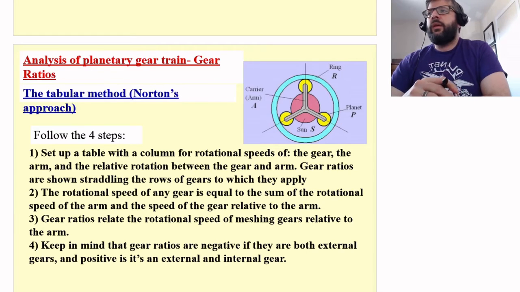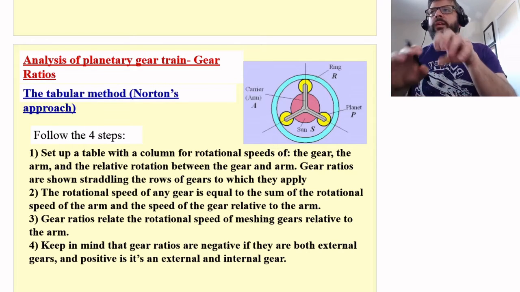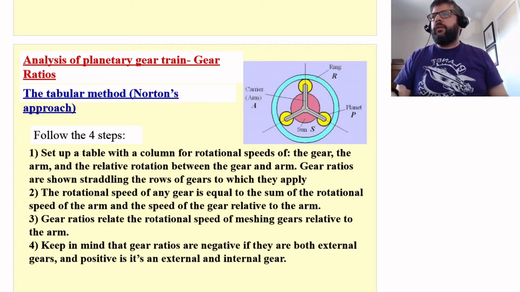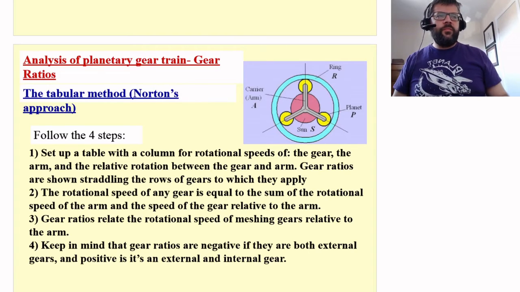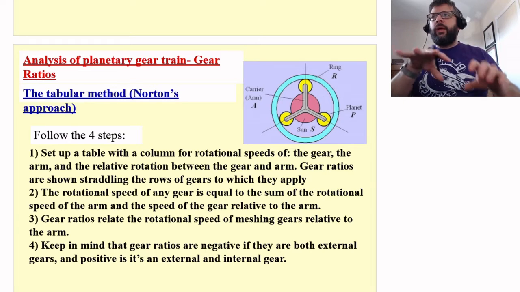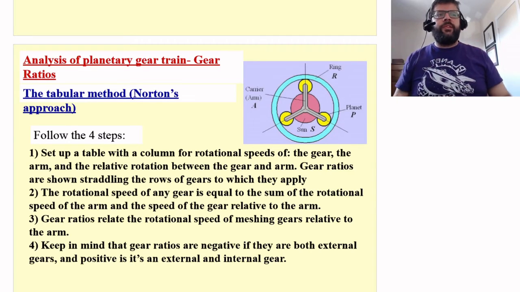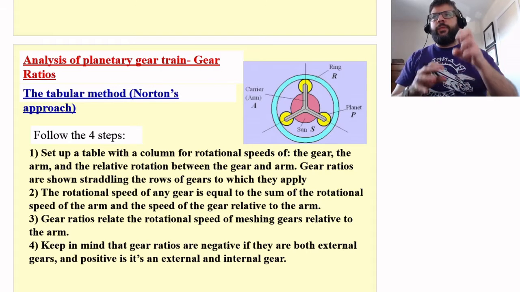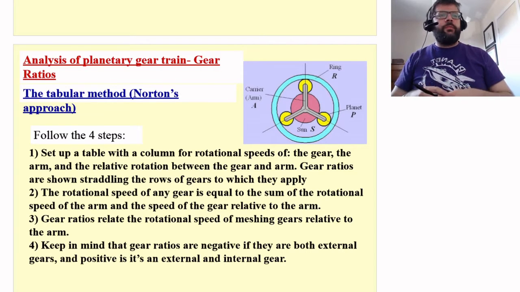That's just saying that any gear, and here we're talking about gears like the ring gear, the planet gear, the sun gear, and so on, will be rotating at a particular speed, and the arm will be rotating at a particular speed, and then there will be some sort of relative rotation between the two.